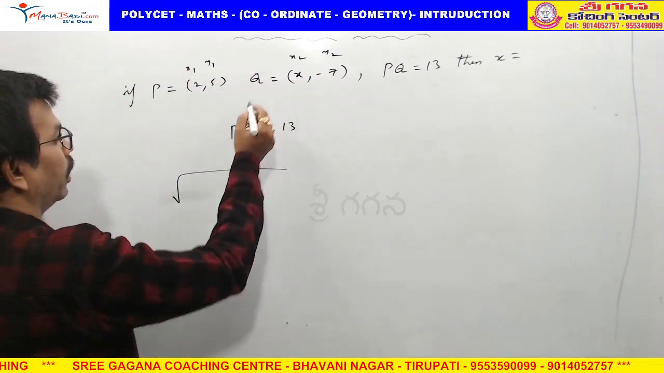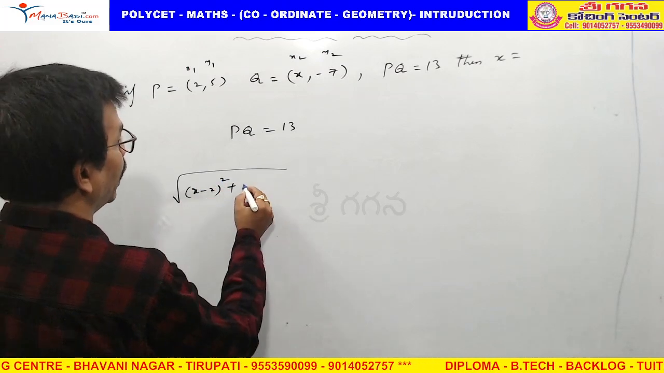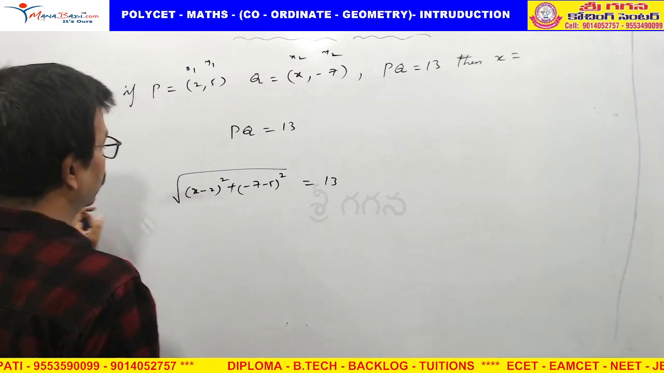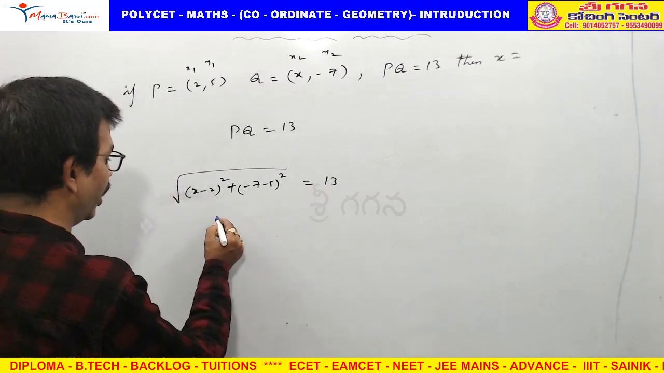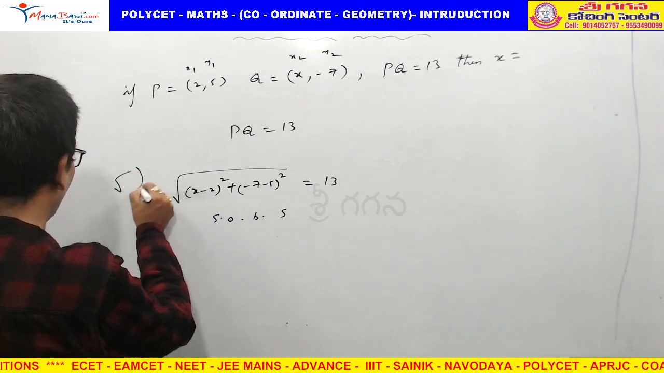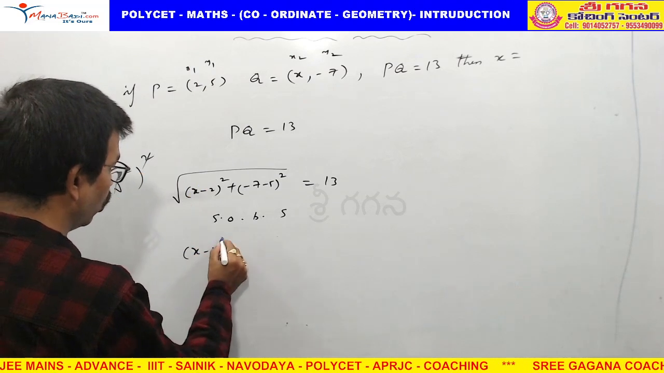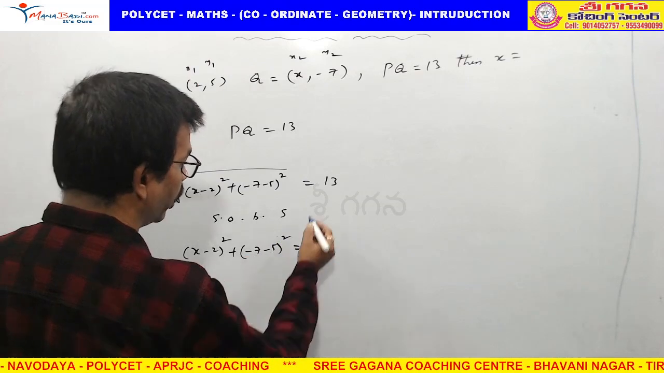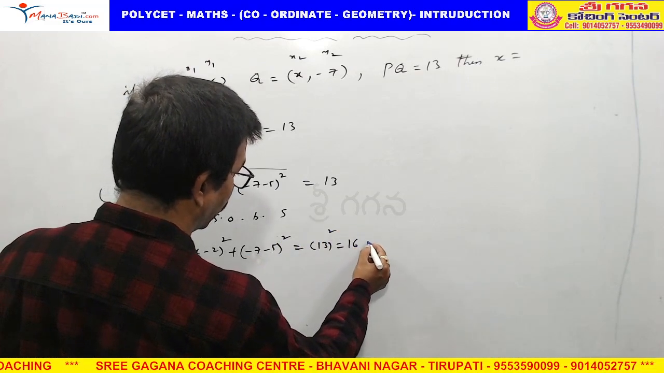So if you apply the distance formula, (x minus 2) whole square plus (minus 7 minus 5) whole square equal to 13. Here the square root is there on this side, so I am squaring on both sides. If you apply squaring on both sides, the square and root are cancelled. So directly you can write (x minus 2) whole square plus (minus 7 minus 5) whole square equal to 13 whole square, which is nothing but 169.